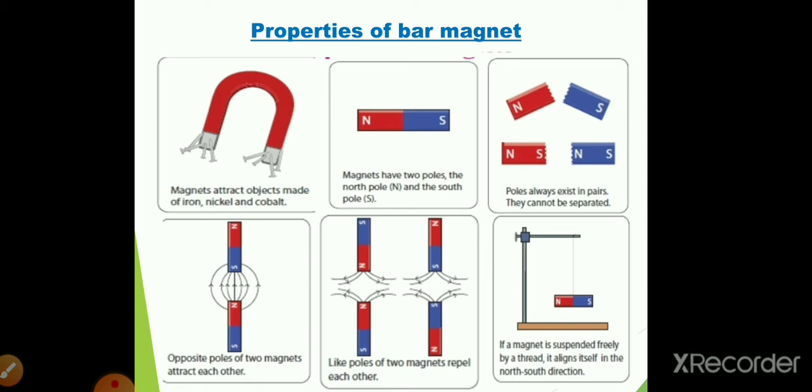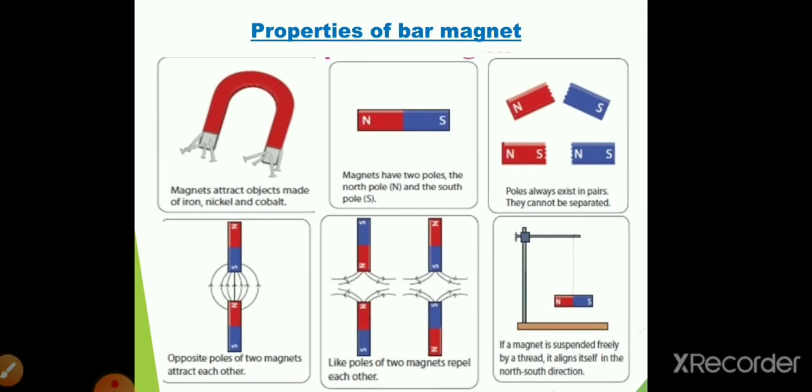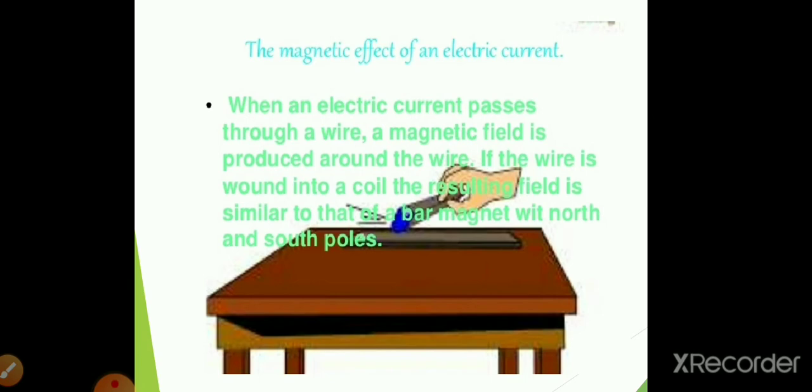In this lesson, let us study what the magnetic effect of electric current is. It means that electric current flowing through a wire produces a magnetic field around it. When an electric current passes through a wire, a magnetic field is produced around the wire. A magnet has a property due to which a field is produced around it. We call it a magnetic field.